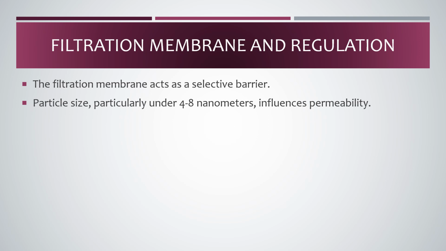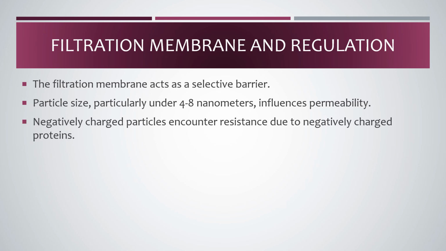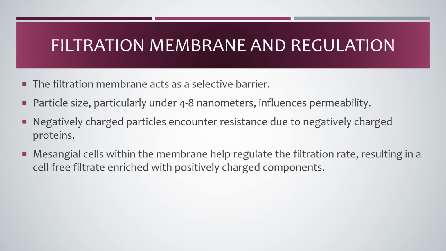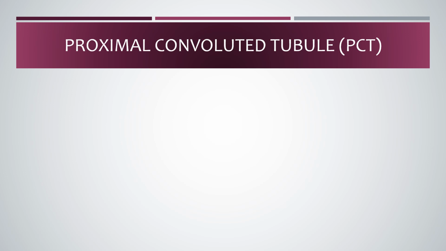this barrier freely. Negatively charged particles encounter resistance due to the negatively charged proteins present in the membrane. This characteristic hinders the passage of negatively charged particles while allowing positively charged substances to pass through with greater ease. Additionally, mesangial cells within the filtration membrane contribute to the regulation of the filtration rate. This intricate mechanism results in the creation of a filtrate devoid of cells and large proteins, enriched with positively charged components.